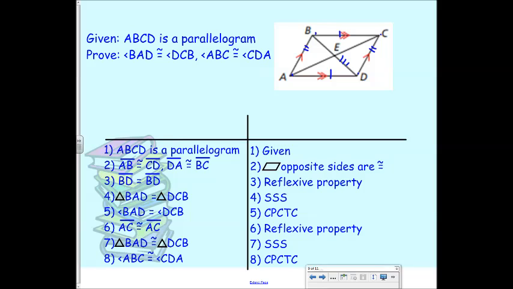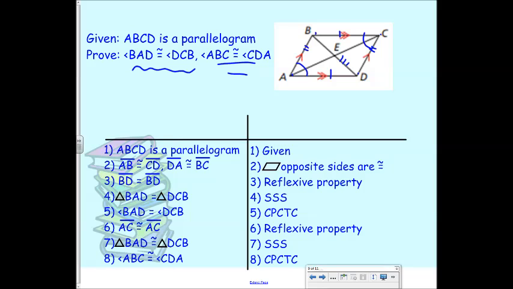All right, and once we know that, then we can prove our first thing, BAD is congruent to DCB because of CPCTC. Again, CPCTC means that corresponding parts of congruent triangles are congruent. So if I know that these two triangles are congruent, then all their parts are congruent. Therefore, those two angles are congruent. All right? And we can do the same thing with the other triangles to prove these other angles right here. So that's what you see in steps 6, 7, and 8. All right? This proof looks a whole lot more complicated.